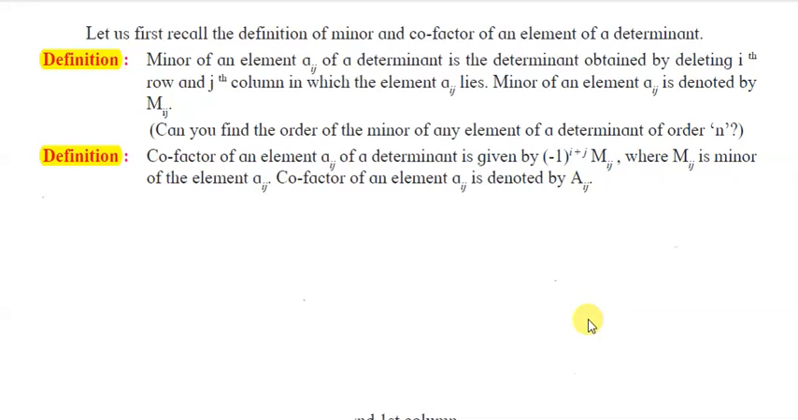Another example is, if you are taking an element in second row, third column, so value of i is 2 and value of j is 3. When you add i plus j, that is 2 plus 3, we get 5, and 5 is an odd number. So because of that, the element lying in second row, third column has a negative sign for the respective cofactor. So this is the way we are going to find all minors and cofactors.